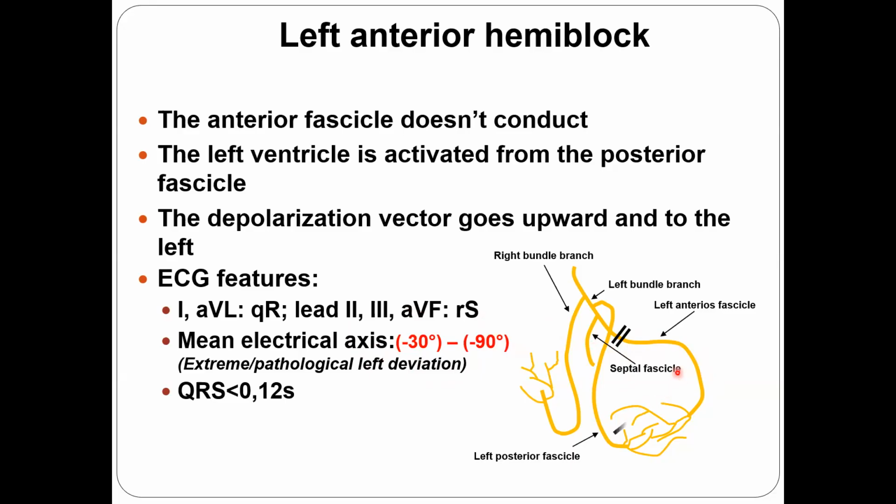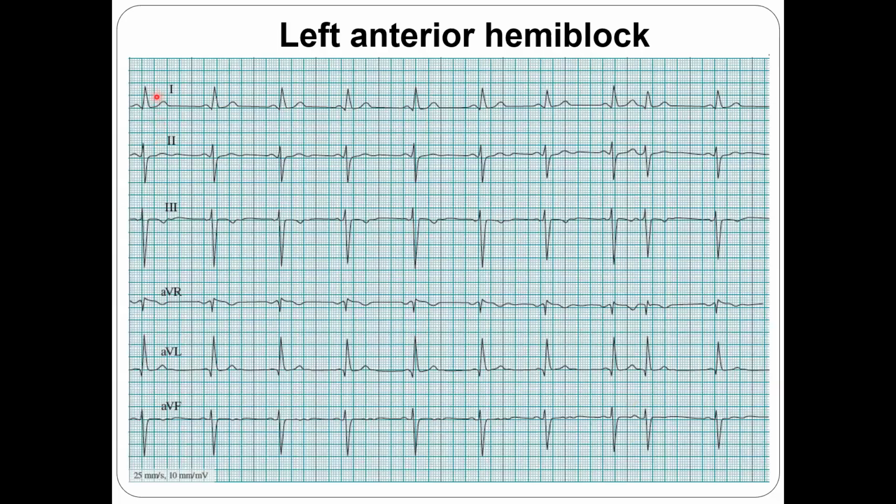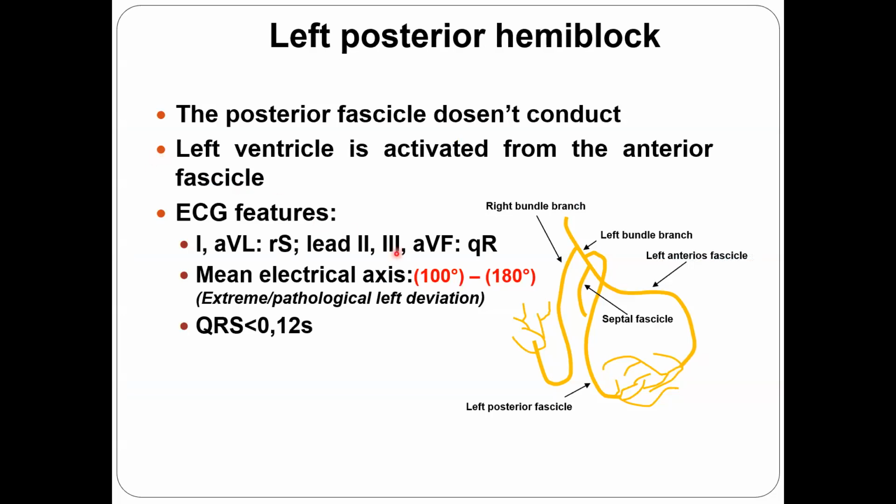So this way, all the charge is coming from the right to the left. This is why we have a pathological left deviation. Looking at this one: lead 1 positive, aVF negative, lead 2 negative, that's a hemiblock, an extreme left deviation. The posterior is exactly the opposite, because the anterior gives us the charge toward the right side, so that will give us an extreme right deviation.